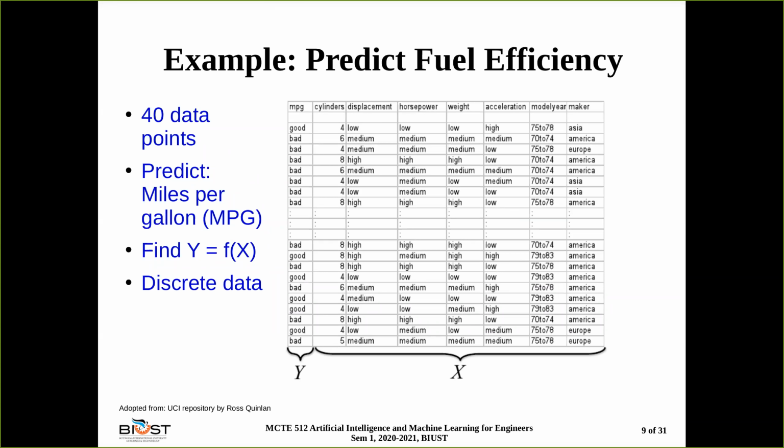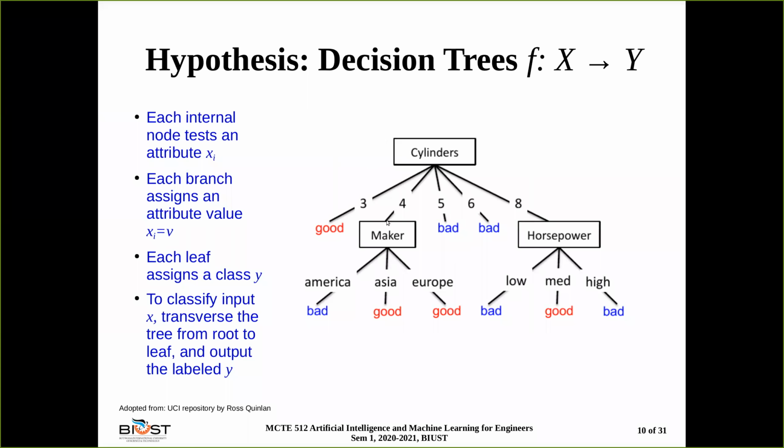Again, we are looking at a function f given the input x. In this case the inputs x are the parameters: cylinders, displacement, horsepower, weight, acceleration, model year, and maker. The output y is the miles per gallon, whether good or bad. What we need is a decision tree with an attribute such as the number of cylinders, 3, 4, 5 and 6, which decides whether good or bad. From there we make another node for the maker, another for the horsepower.